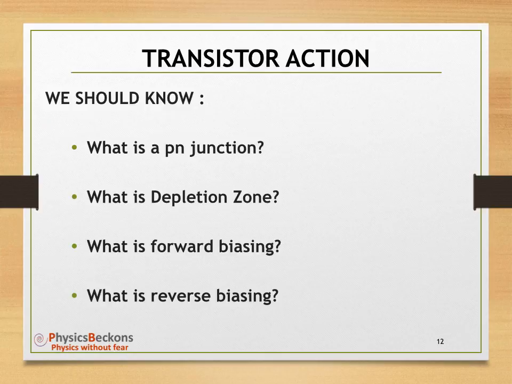Remember, in order to study the transistor action, we must recall what is a PN junction, which you have studied earlier, what is depletion zone in a semiconductor in a PN junction, what's forward biasing, and what is the reverse biasing, and action of the PN junction when it is subjected to forward biasing and reverse biasing. You will do well to revisit all these terms, the PN junction, the depletion zone, the forward biasing and the reverse biasing, in order to understand the transistor action.